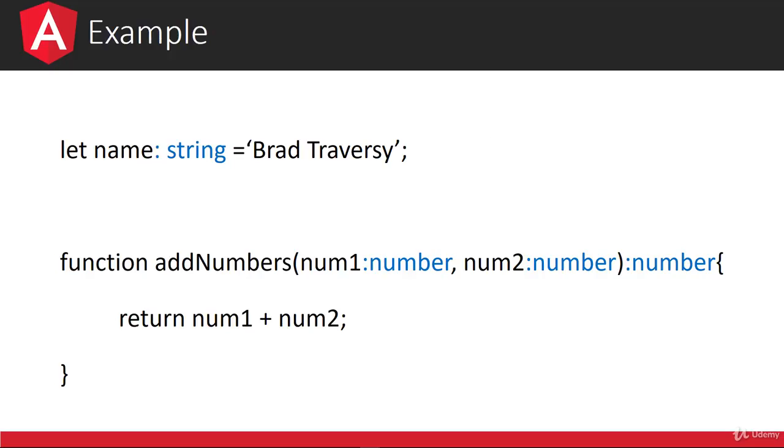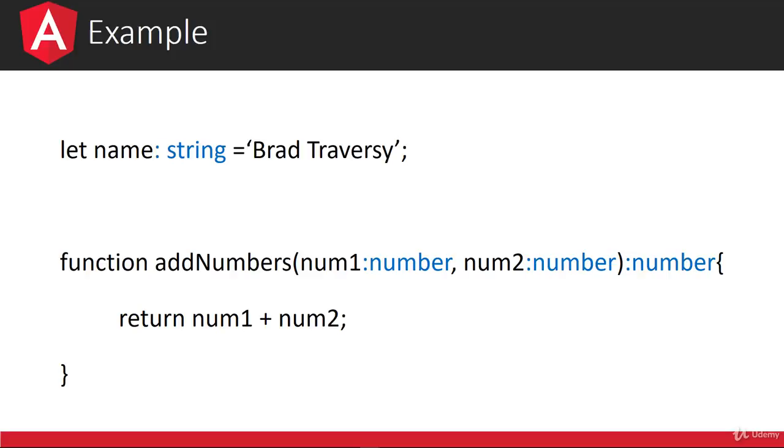So let's take a look at a very simple TypeScript example. Here we're defining a variable called name, and we're statically typing it to a string. So we're saying whatever is put in this name variable has to be a string. If we try and put a number or something else in there, TypeScript is going to give us an error telling us to fix it.